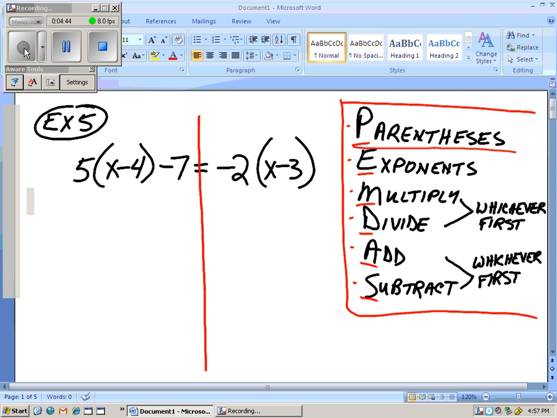So I'm looking at the parentheses right here, and I see x minus 4. Well, x is a variable and 4 is an integer. Those aren't like terms, so there's nothing I can do there to simplify. Over here, same thing, x minus 3.